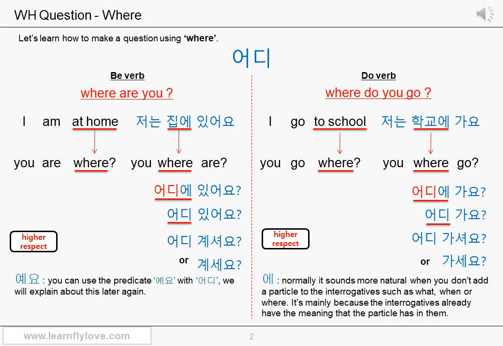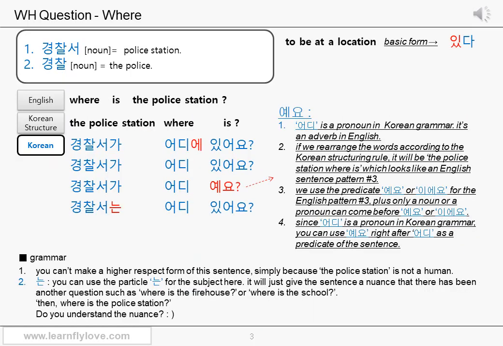Now you're already able to make a plenty of questions using where. Let's make another simple question. Where is the police station? Let's see the vocab box on the top. 경찰서. 경찰서 means a police station. 경찰 means the police, which are the official organization that is responsible for making sure that people obey the law.